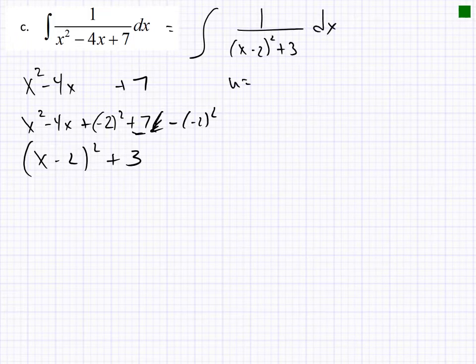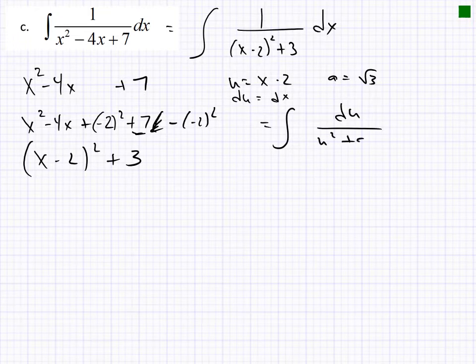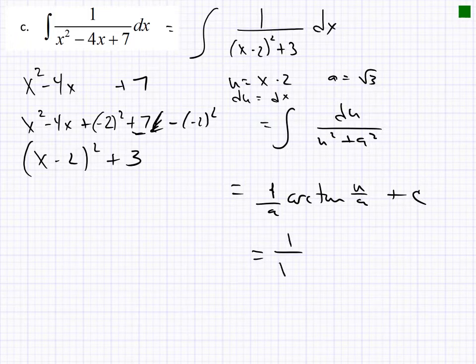So u is going to be x minus 2. A is going to be the square root of 3. And so du is dx. So this becomes du over u squared plus a squared. That's an arctan integral. So I get 1 over a arctan u over a plus c. Well, a was root 3, so 1 over root 3 arctan x minus 2 over root 3 plus c.